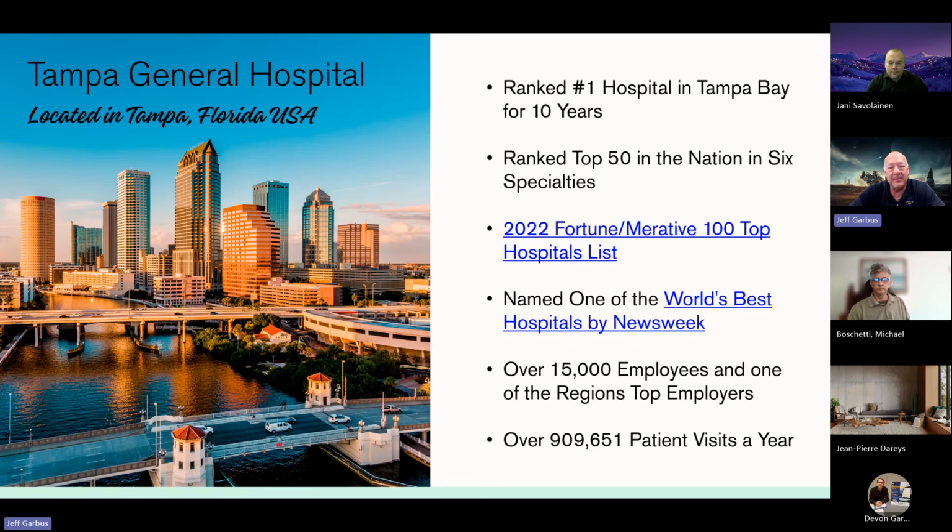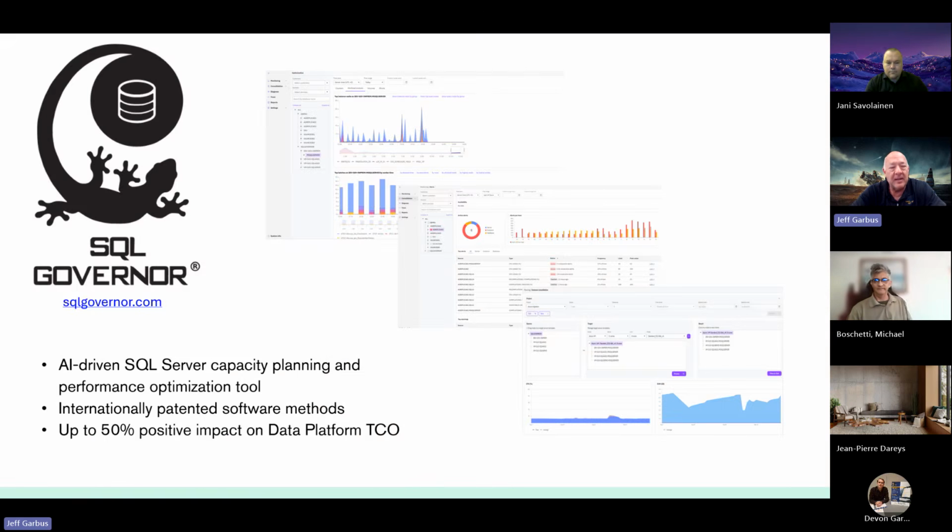And thank you, Mike. Jani, a little bit about SQL Governor, please. Yeah, so SQL Governor, we are a software company from Finland, and we also have a subsidiary in Delaware, US. And we are artificial intelligence-driven, phenomena-based SQL Server capacity planning and performance optimization software. And we have several international patents on those software methods. And we have customer cases where we have reached even 50% savings on TCO. So that's in a nutshell.